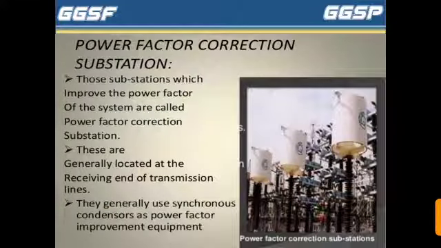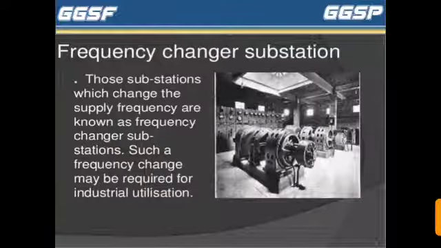Next type of substation is power factor correction substation. Those substations which improve the power factor of the system are called power factor correction substation. These are generally located at the receiving end of transmission lines and generally use synchronous condenser as power factor improvement equipment. Now next type of substation is frequency changer substation.